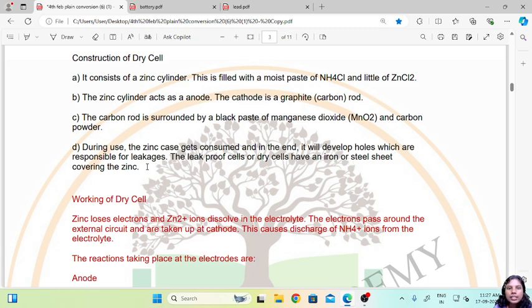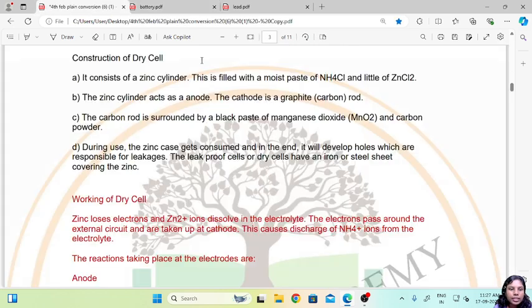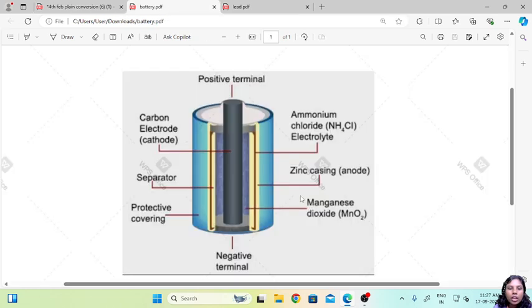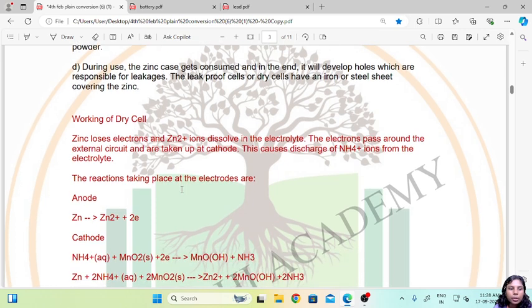At times we see that our batteries start to leak. Now why is that happening? During the use, the zinc case, this yellow part that you can see, develops holes which are responsible for leakage. Holes are formed and therefore it starts to leak out. So the ones which do not leak have an extra layer of iron or steel sheet that is covering the zinc.